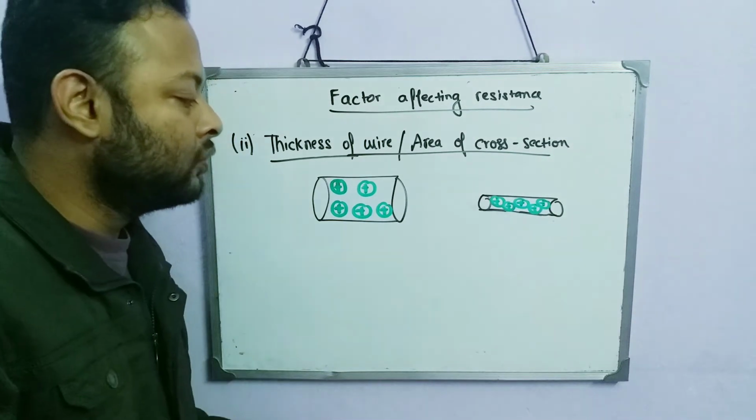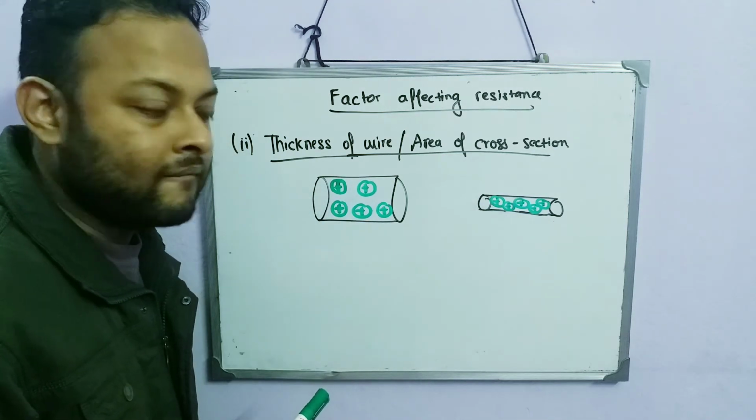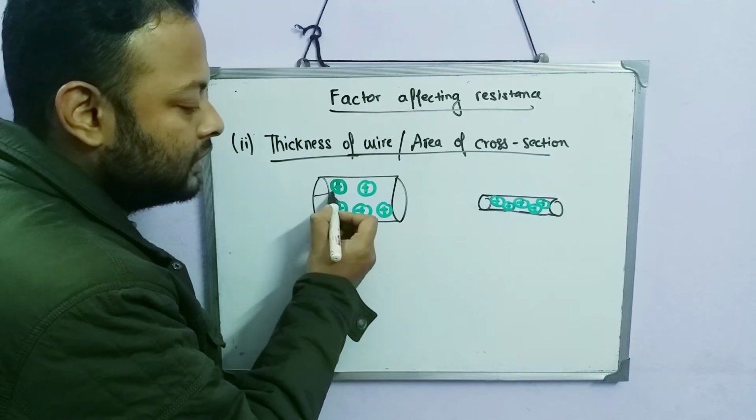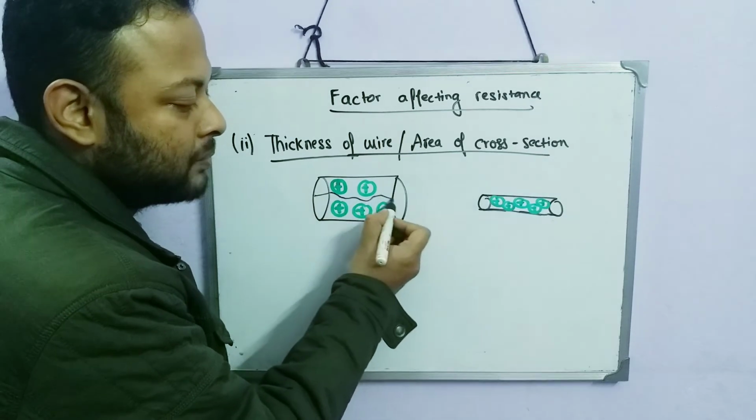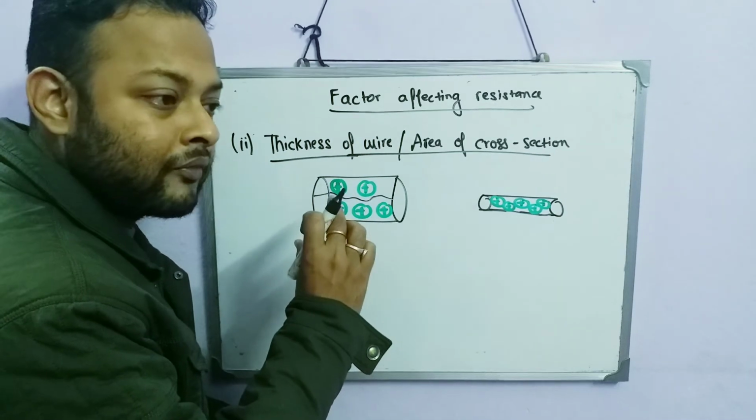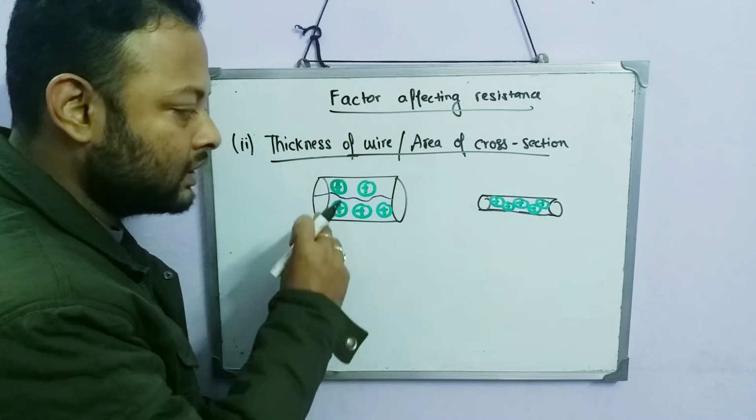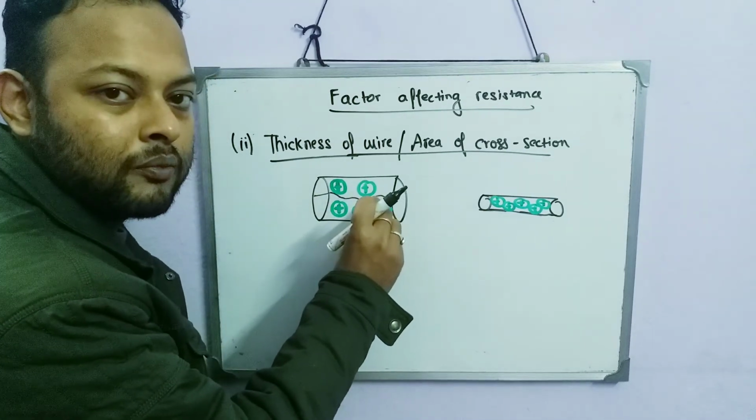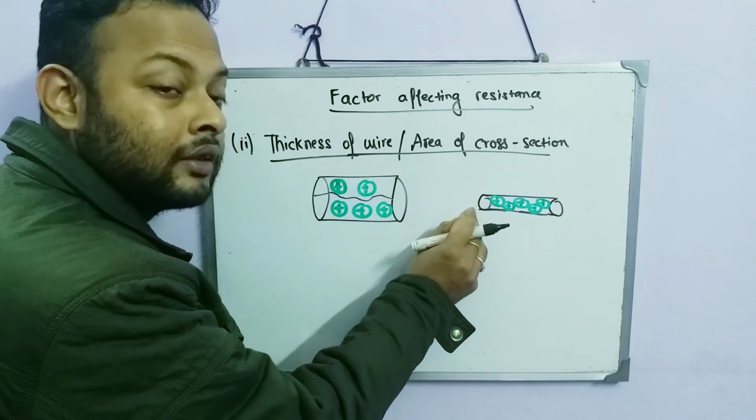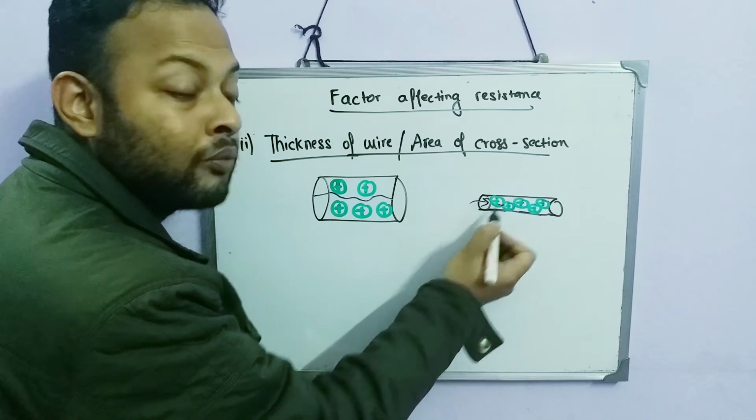Now see the difference. Over here you can see the positive ions are separated from each other. So if any electron comes from this side, it can pass through these spaces. Means if the wire is thicker, the electrons will suffer less collision because it has some spaces in between. And if the wire is thinner, then the electron coming from this side will suffer more collision.